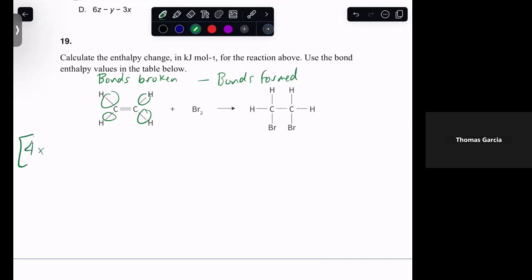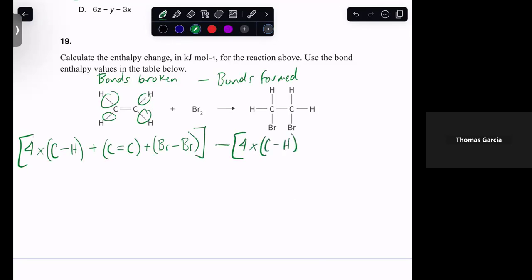All right, so our bonds broken. We have 4 times carbon single bond hydrogen plus carbon double bond carbon plus bromine single bond bromine. Those are all the bonds broken. Our bonds formed that we're subtracting is 4 times carbon single bond hydrogen, 1, 2, 3, 4, plus carbon single bond carbon plus 2 times carbon single bond bromine.